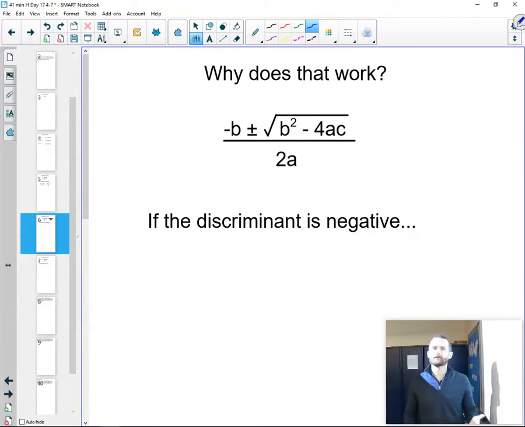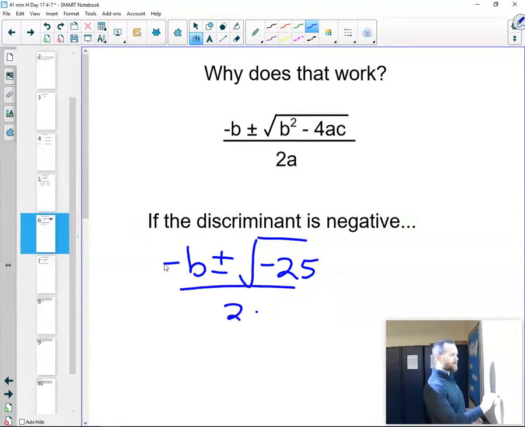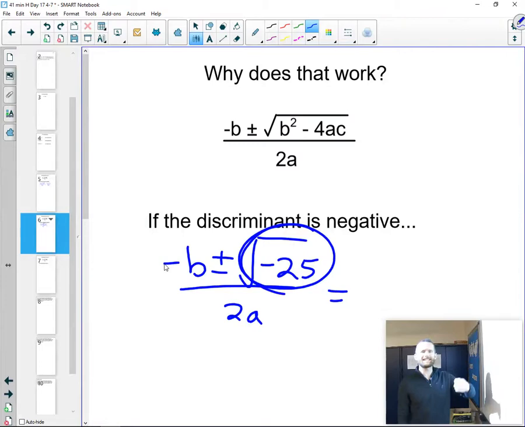What if the discriminant is negative? Then we have negative b plus or minus the square root of, let's pick negative 25, doesn't matter, all divided by 2a. We don't care what 2a is, but as soon as we try to go to the next step, we can't do anything because we cannot take the square root of a negative number and get a real solution. We can't get a real answer out of this. So since the discriminant is negative, there's no real solution.